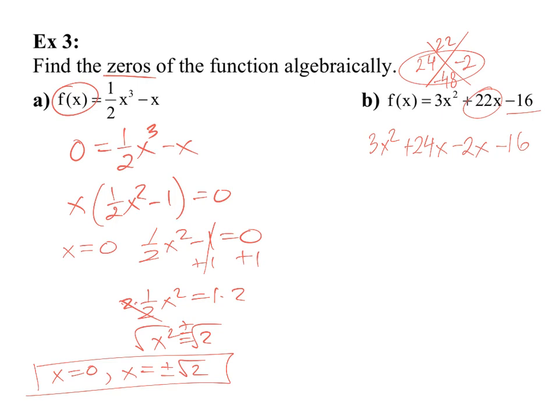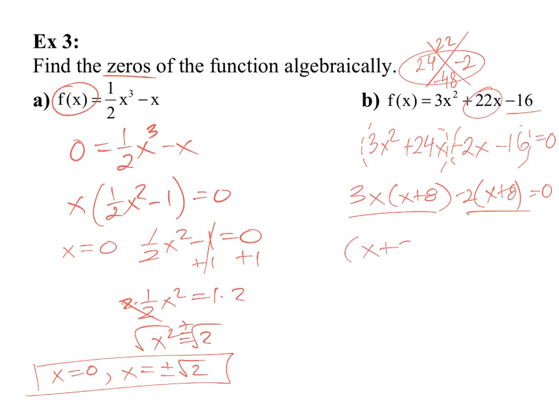Now I have a 4-term polynomial, and I'm going to group the first two terms and the last two terms. Out of the first group, I can factor out a 3x, leaving me with x plus 8. Then I have a negative 2 I can pull out of the second group, with x plus 8 left over, all equals 0. Now look at these two terms. What do they share in common? An x plus 8. So let's factor that out from both terms. And what's left over? 3x minus 2 equals 0.